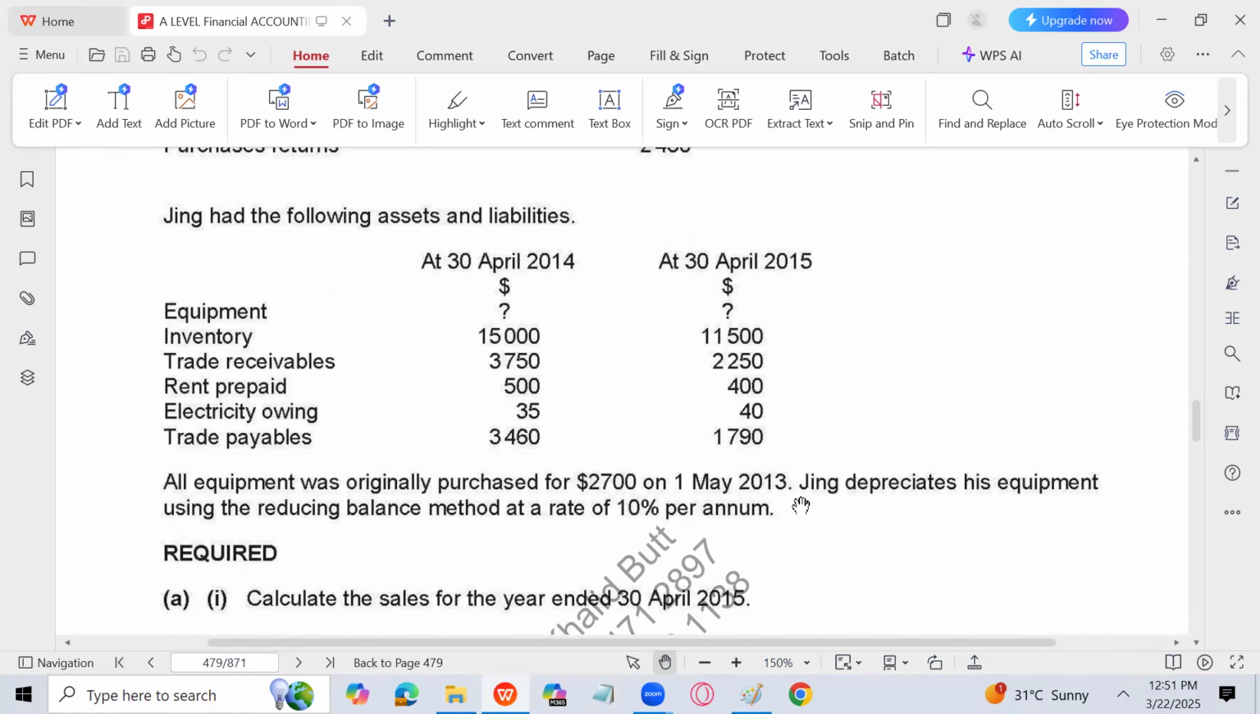2700 on 1st May 2023. Students have done it very wrong. Now I have to calculate the depreciation. Let me do that for you. We need to find the depreciation for which year?